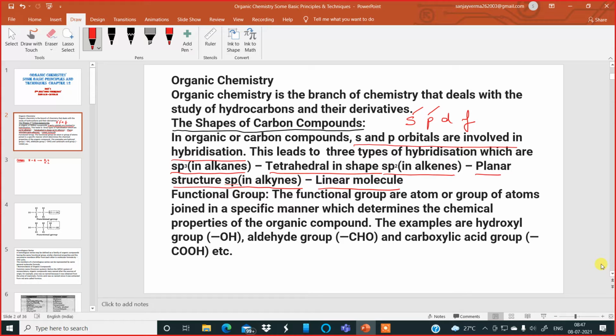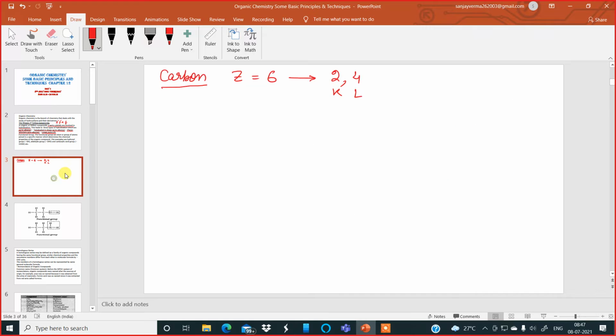In these hydrocarbons, the first one is sp3, which you will find in alkanes. Alkanes contain all carbon-carbon single bonds. The second one is sp2, in case of alkenes, which have planar shape, planar structure. Whereas the third one is sp, in alkynes, having at least one carbon-carbon triple bond. The shape of the molecule is linear. Now, let me explain the atomic orbitals first.